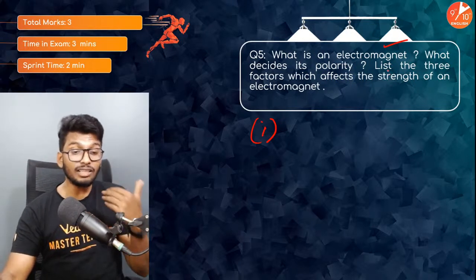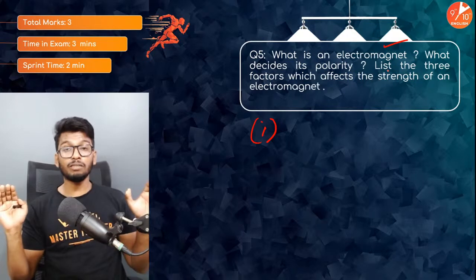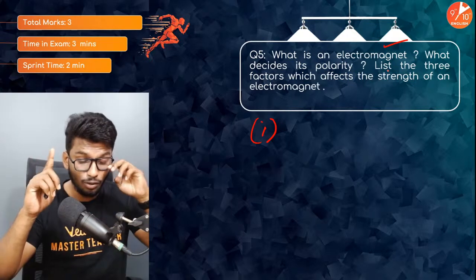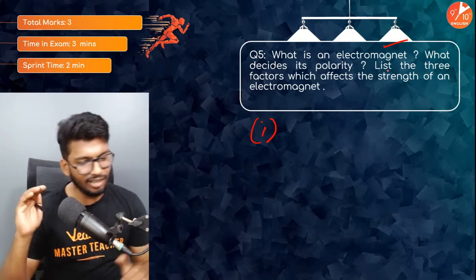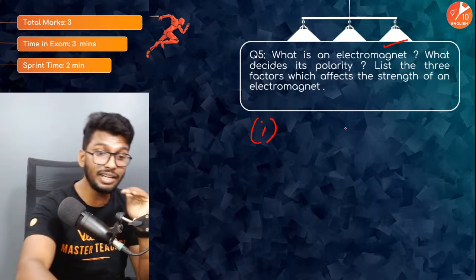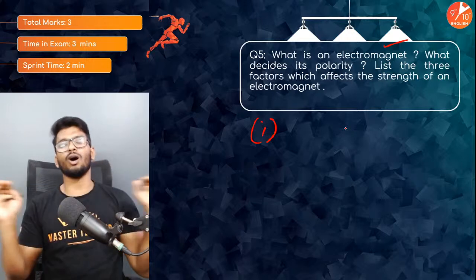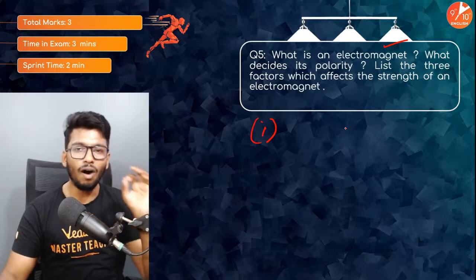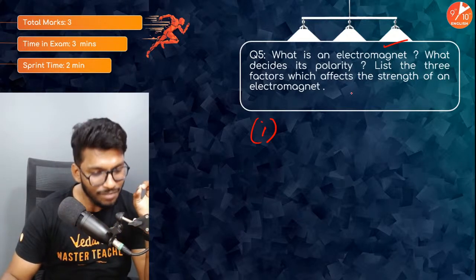Now, how do you decide the polarity of electromagnets? Quite simple. What is that rule, people? Anyone who remembers that? Exactly, they are temporary magnets. They only behave like a magnet when current is flowing through them. The minute the current stops flowing through them, they stop behaving like a magnet. But yes, what decides the polarity?